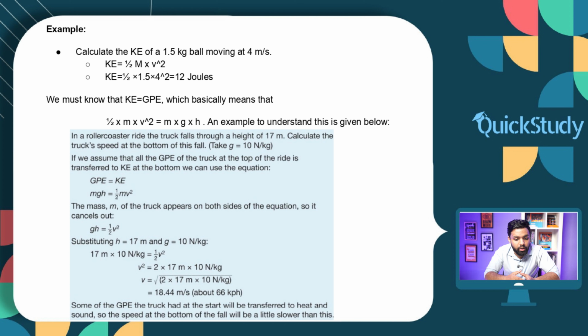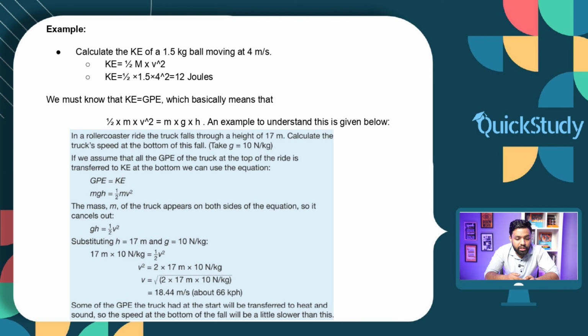we can use the equation. So GPE is equal to KE, which means mgh is equal to half mv squared. The mass m of the truck appears on both sides of the equation, so we can cut it out. Then the formula would be gh equal to half v squared, which would be the gravitational constant multiplied by height is equal to half velocity squared.